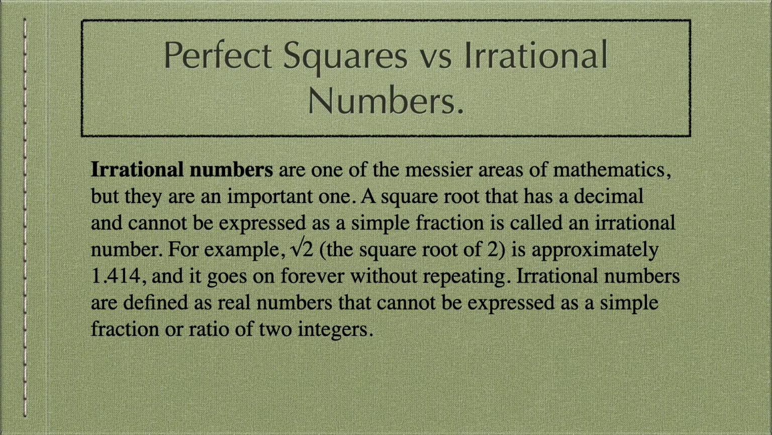Perfect squares versus irrational numbers. Irrational numbers are one of the messier areas of mathematics, but they are an important one. A square root that has a decimal and cannot be expressed as a simple fraction is called an irrational number. For example, the square root of 2 is approximately 1.414, and it goes on forever without repeating. Irrational numbers are defined as real numbers that cannot be expressed as a simple fraction or ratio of 2 integers.